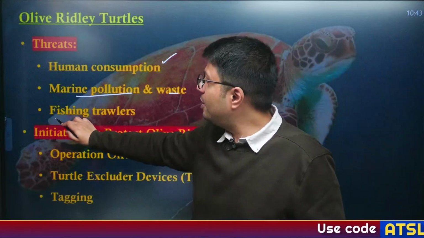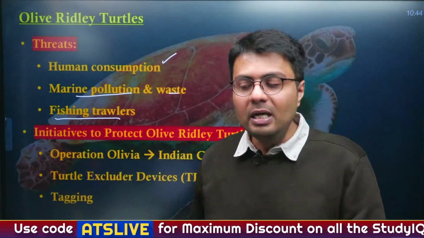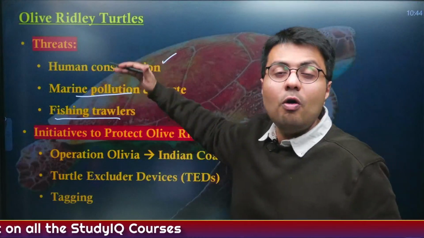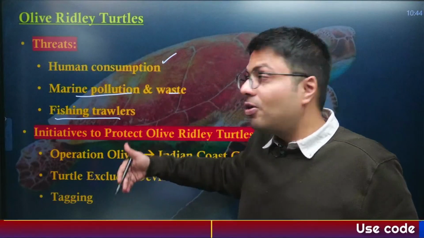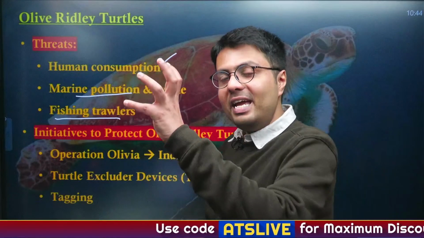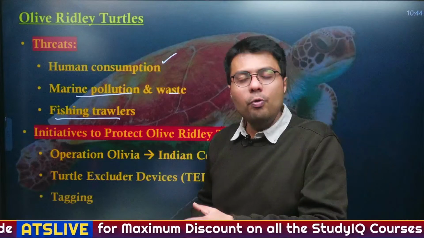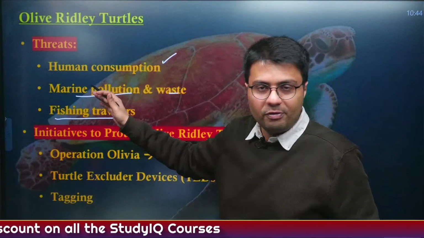Further, fishing trawlers are actually the biggest source of these threats, because whenever these fishing trawlers lay nets into the water near the areas where the fishes could be found, there is a chance that the same area will also be inhabited by olive ridley sea turtles, because these olive ridley turtles are omnivorous in nature, which means they eat not just plants but also fishes. So, these fishing trawlers who primarily want to catch fish might also catch olive ridley sea turtles.